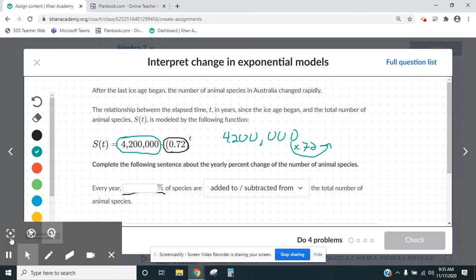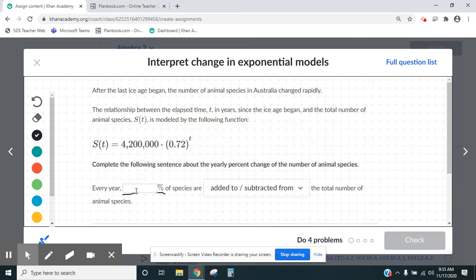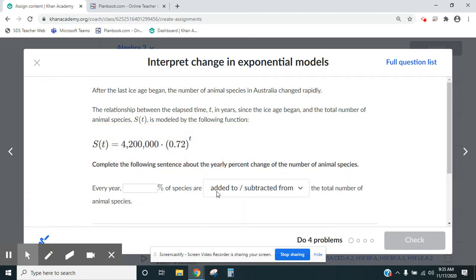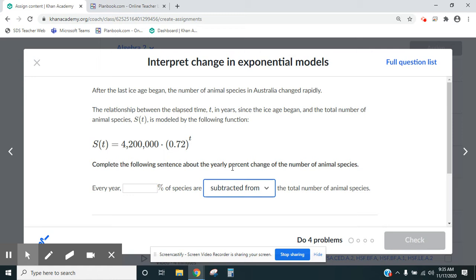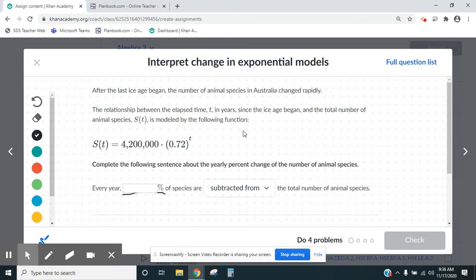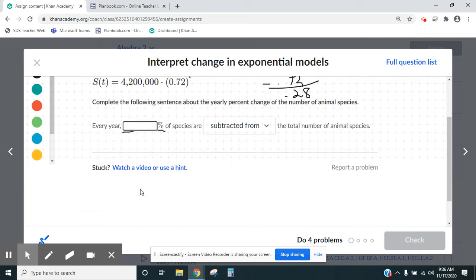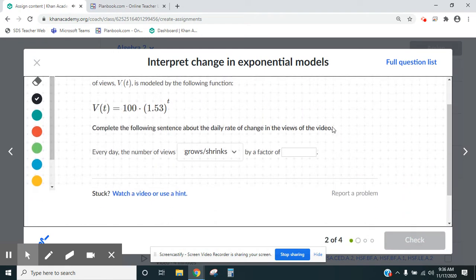It's subtracting. So this question here down the bottom is saying every year what percent of species are either added to or subtracted from. First of all, we would say on this one, subtracted from. What percent is subtracted? Good, 28. 72 is left over, right? So if we did 1 minus 0.72, we get 0.28. That's what we want here. So 0.28 is the decimal form. Do I write 0.28 though? I write 28.